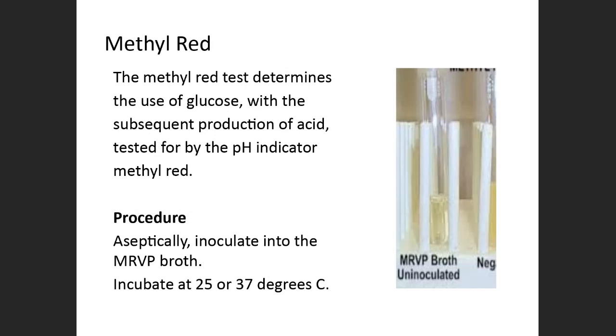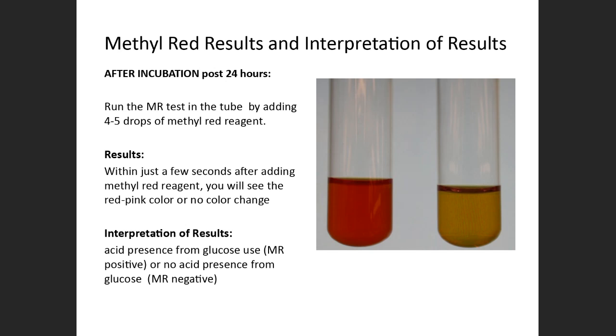So for MR, what you're going to be able to detect is whether or not glucose was fermented and there was production of acid. Because methyl red is a reagent that is going to act as a pH indicator. So after you have inoculated and incubated for 24 to 48 hours, you add methyl red to the tube and you tap mix it to make sure that all of the methyl red mixes in with the liquid. And you're going to look for a color change as a result.